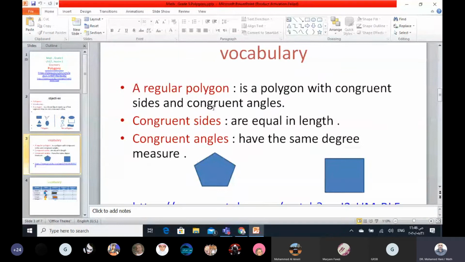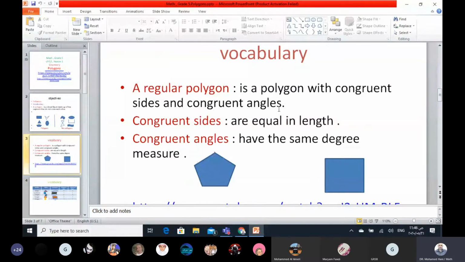What's the meaning of a regular polygon? A regular polygon is a polygon with congruent sides and congruent angles. What's the meaning of congruent sides? Congruent sides means this side equals this side equals this side equals this side equals this side. The figure has all sides equal. This is the meaning of congruent sides, means all sides are equal.